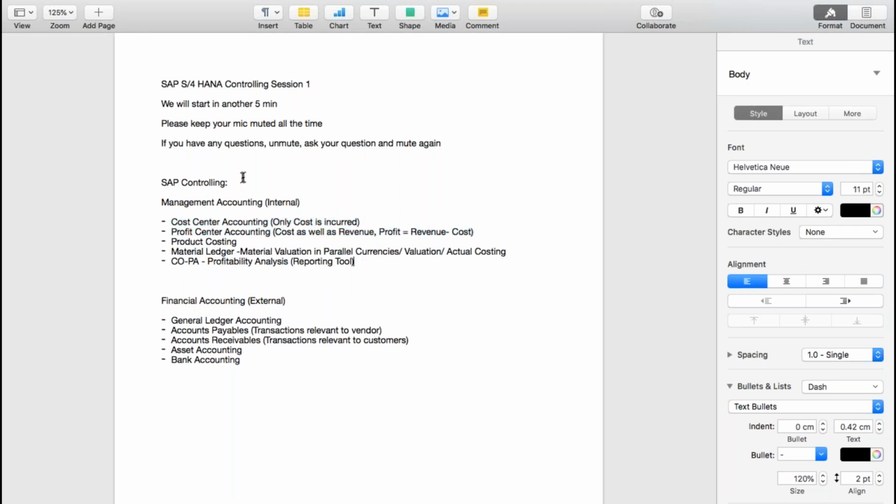Okay, so just to summarize what we discussed, we are discussing how financial accounting and controlling are different. So financial accounting is all about external reporting. So if you want to learn how to process the general ledger accounting transactions, how to carry out the transactions in AP, AR, asset accounting, and bank accounting, then you should go for the financial accounting course. If you want to learn how the internal processes are carried out, what are the different kind of reportings that we need on the internal level, like if I want to generate the cost center related report, profit center related report, if I want to cost my product, so these are the things that are covered within management accounting or SAP controlling module.